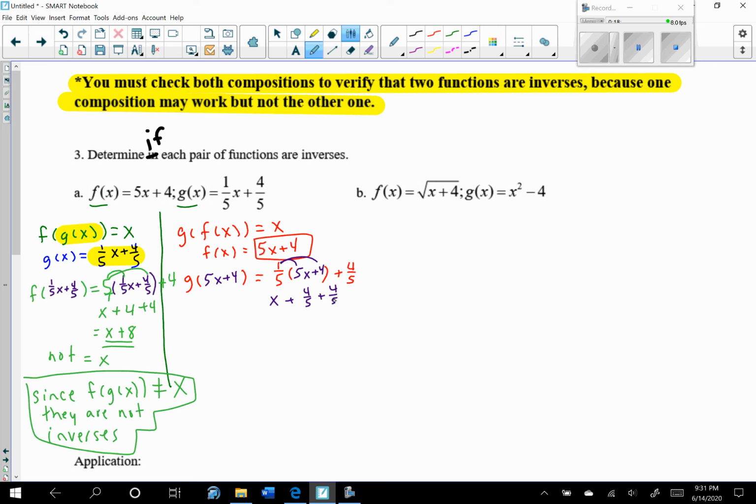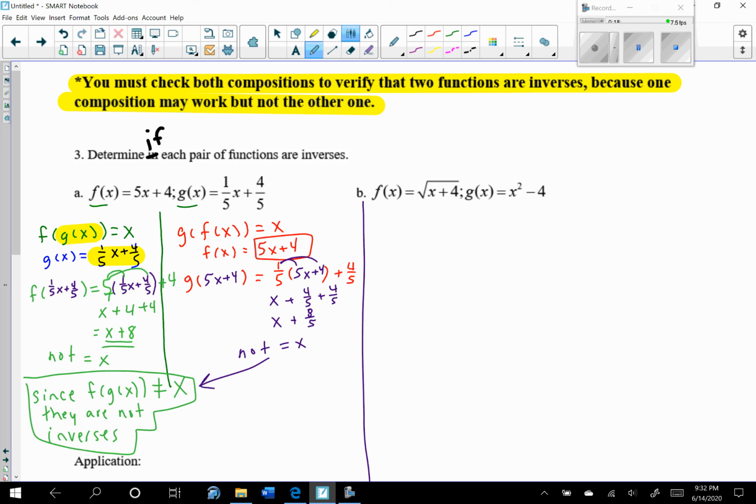How do you add fractions with a common denominator? You combine the numerators over your common denominator. So this would be x plus, and 4 plus 4 is 8/5. And again, this is not equal to x, and so same thing, because that doesn't equal x, we know they are not inverses. So let's go ahead and practice the next one.